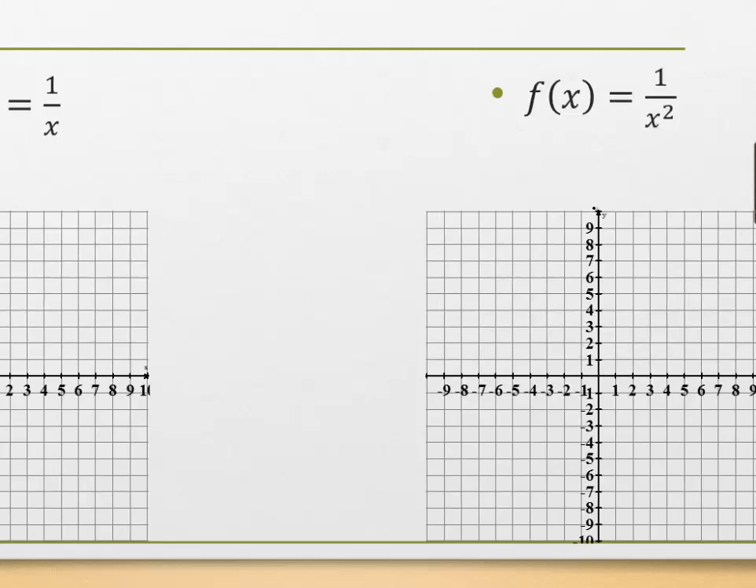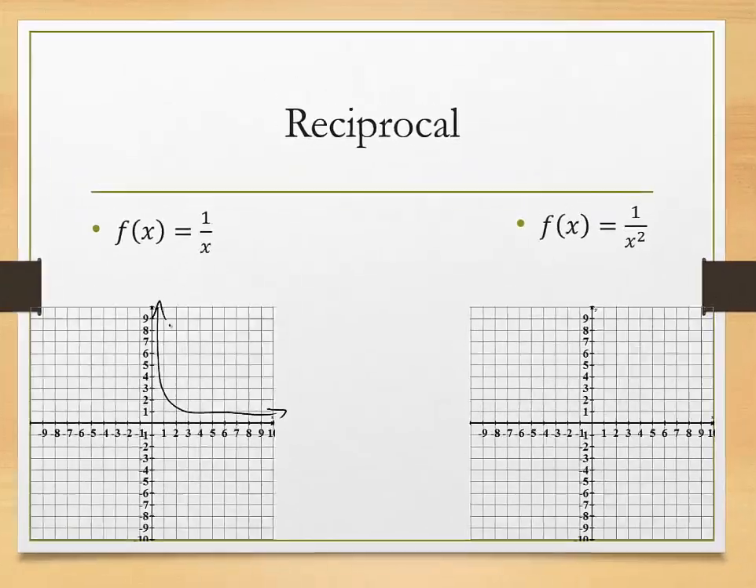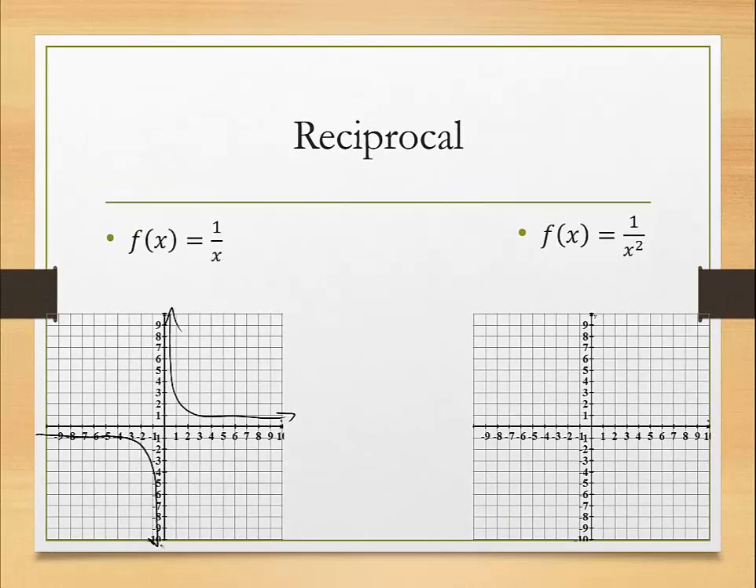Now, reciprocal. We have two types of reciprocal, one with 1 over x and one with 1 over x squared. Let's go ahead and do the 1 over x first, and that graph would look like this. Okay, so we need to find the domain and range of this. Now, this one's a little tricky because we have asymptotes at the y and x axis, meaning that our domain and range will not include 0.